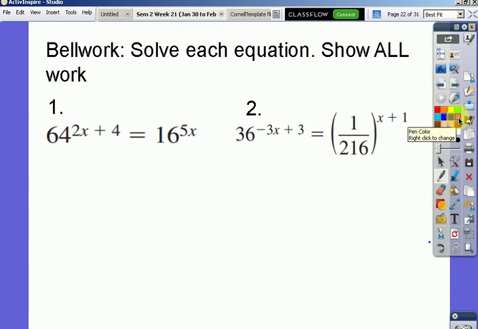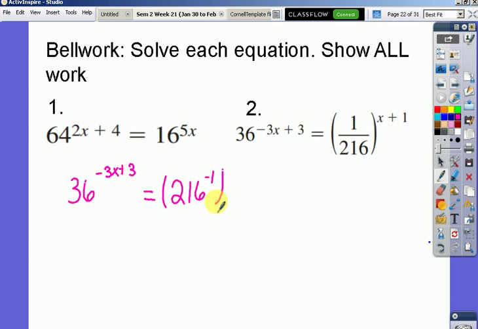All right, so the very first thing that we have to do, I'm going to leave myself some room, so I'm going to start over here, is I'm going to have to change that to 16 so that I have it in my numerator, right? So I have to have a negative 1. So again, the rule with fractions is to always change them such that you have a negative exponent. So 36 to the negative 3x plus 3 equals 216. So just use negative 1. And you have an x plus 1.